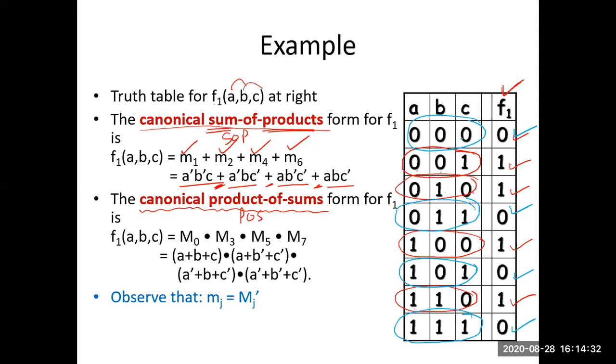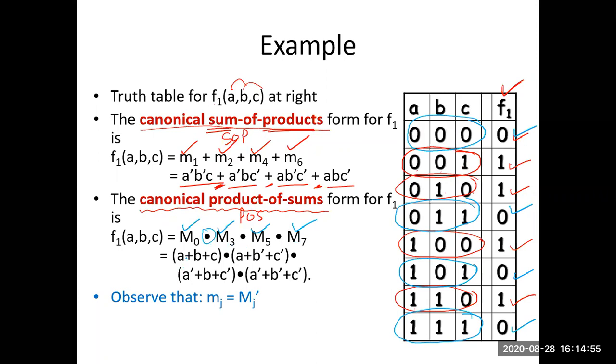Okay, so I can write capital M, this is 0 0 0, and the decimal equivalent of 0 0 0 is 0. So capital M 0. The second one is 0 1 1, so capital M 3. The third one is 1 0 1, so capital M 5. The last one is 1 1 1, so capital M 7. Okay, and I'm doing the product of all those max terms.